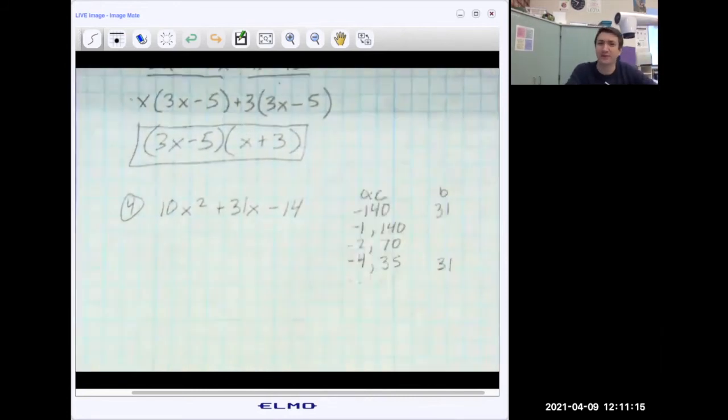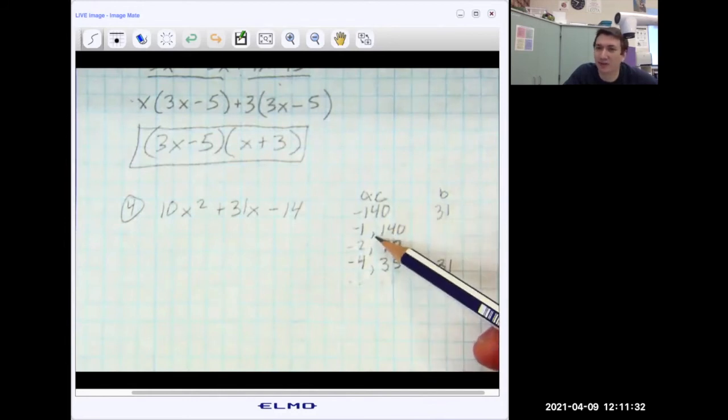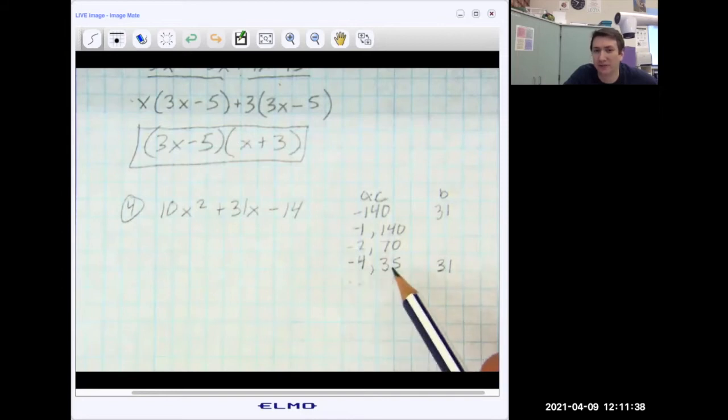Well, here we go. This one took a lot longer, at least for me. I don't know about for you. I actually ended up having to erase some of my work and going back through the factors again. So when we multiply the a and the c, we get negative 140. And then we want them to add to make 31. So I just reworked this and I started with 1, just working my way up with the factors. And when I got to the negative 4, I noticed negative 4 times 35 would make that. And if we add them, we get 31.